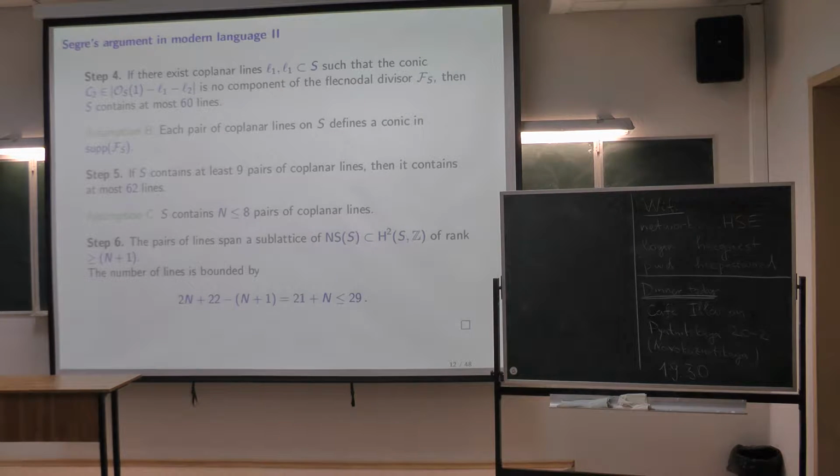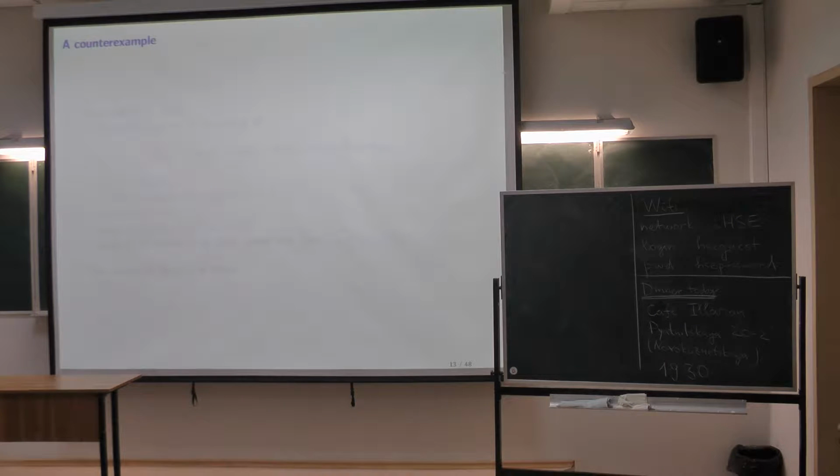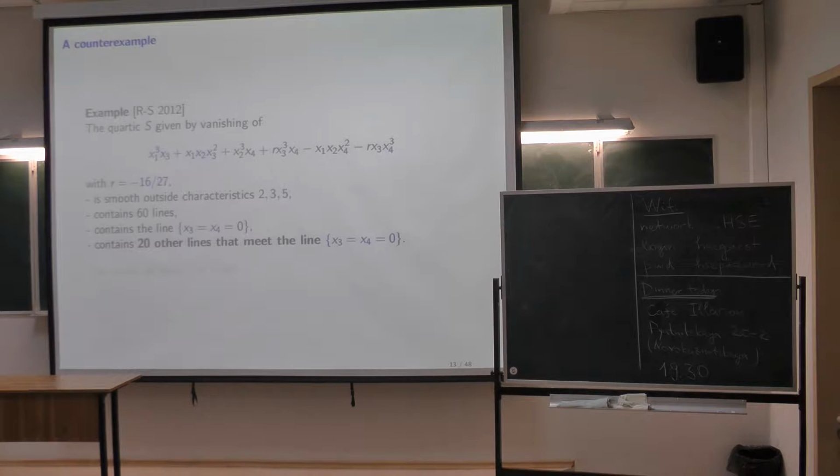I mean, Segre was absolutely brilliant. The whole paper is kind of incredible. I can come back to step 1, and the problem is if you take this quartic with this parameter, it is smooth for any characteristic higher than 5. It contains 60 lines. It contains this line, and 12 lines in the line. So the first step doesn't work. The mistake of Segre is very subtle.